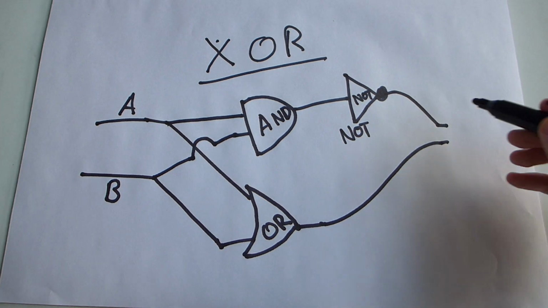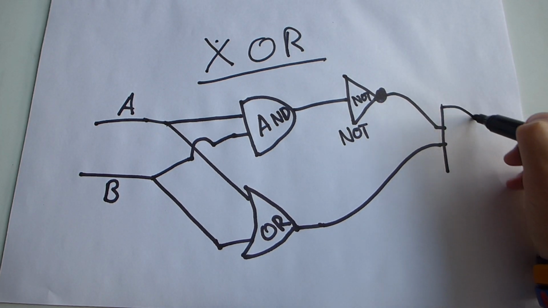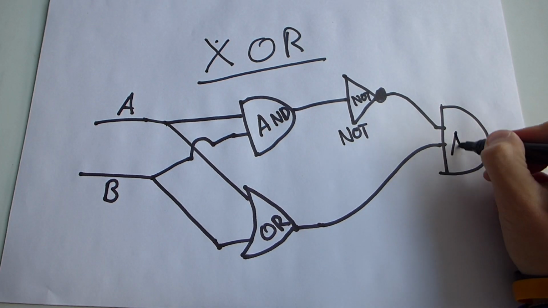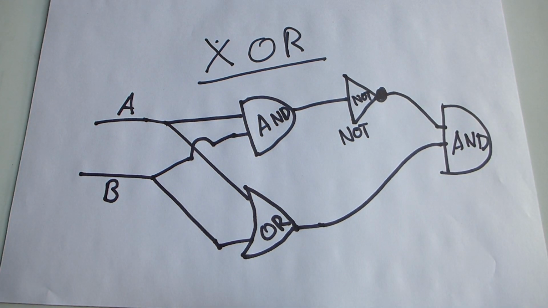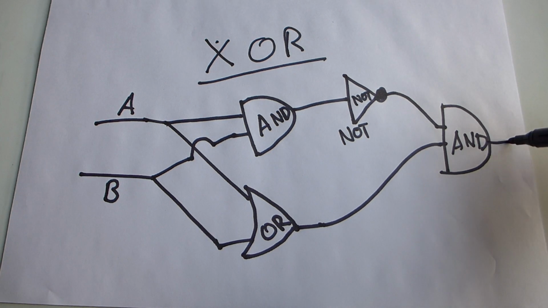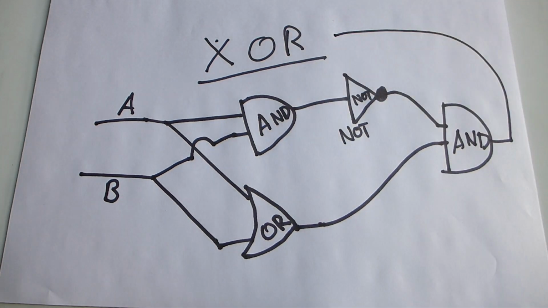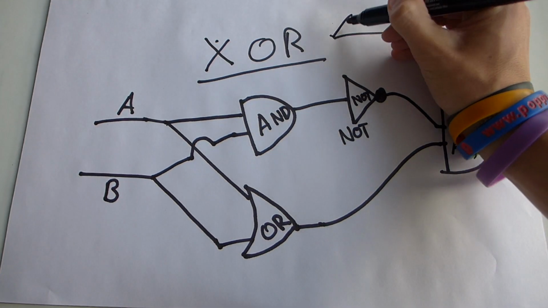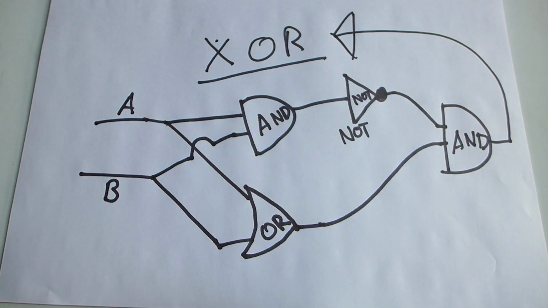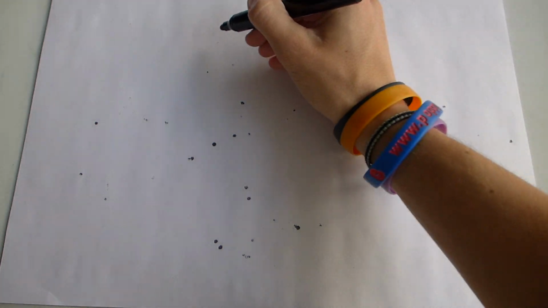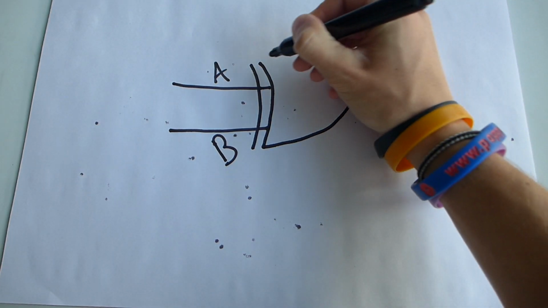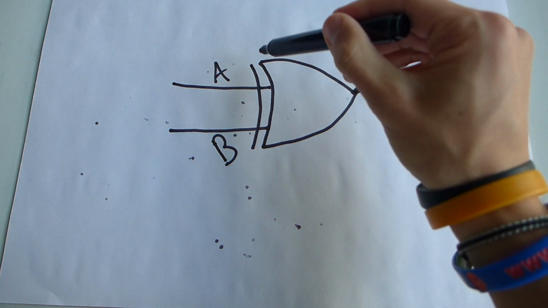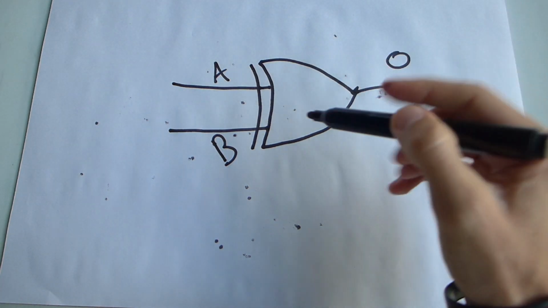By ANDing these two paths, we know two things: that at least one input is high and that at least one input is low. So if the result of this final AND is true, we have satisfied XOR. And this is how we draw the symbol for the XOR gate. You'll see how comparable it is to the OR gate that we looked at earlier.